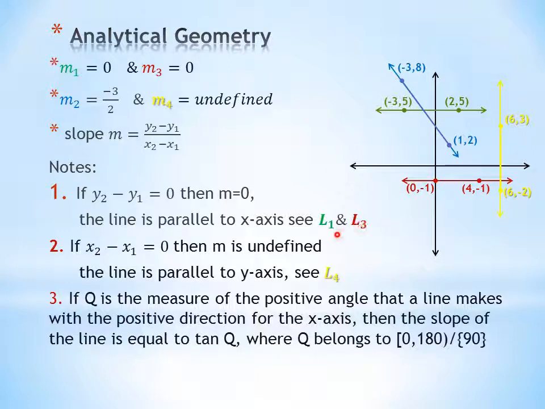The last thing, this is just a note now, we will not use it, but we need to understand it. If Q is the measure of the positive angle that a line makes with the positive direction of the x-axis, then the slope of the line is equal to tan Q. The slope of the line m equals tan of this angle. But this angle must belong to the interval [0, 180), which is half open. It's closed from the 0 side and open from 180, except the 90-degree angle.